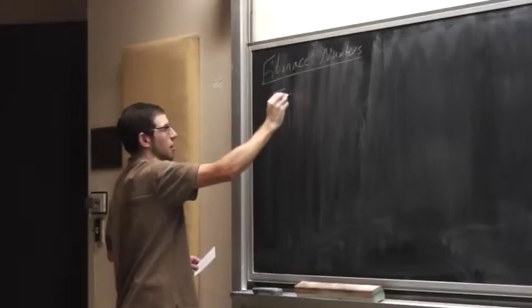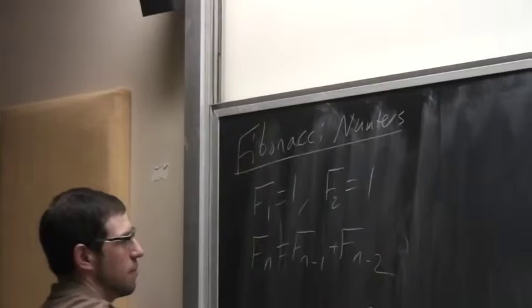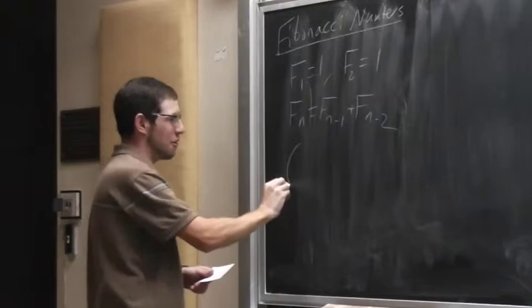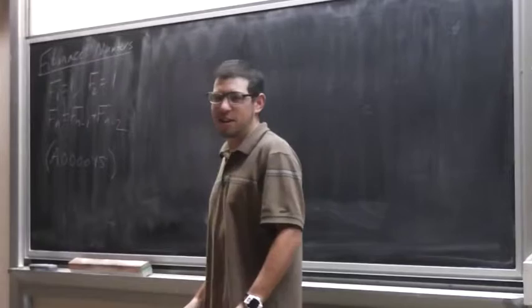So f1 is 1, f2 is 1, and then for n greater than 2, fn is equal to fn minus 1 plus fn minus 2. I'm not going to list out a bunch of terms here because you hopefully have all seen these before. I'll give you an OEIS reference. This is sequence number 45 in OEIS. So this sequence has been known for quite a long time. I think Fibonacci was in like the 12 or 1300s.